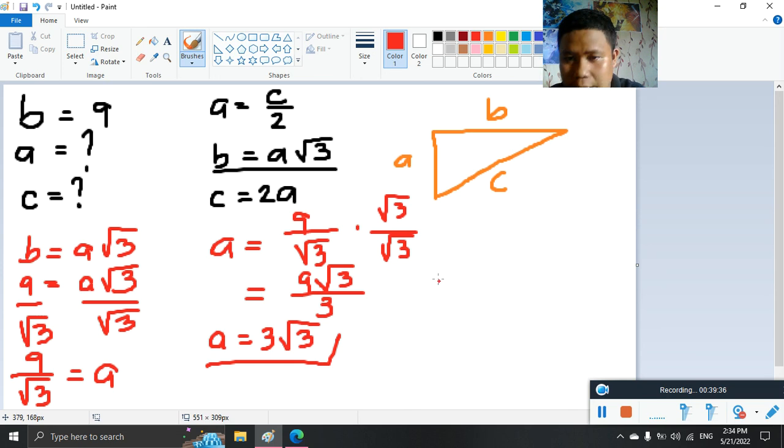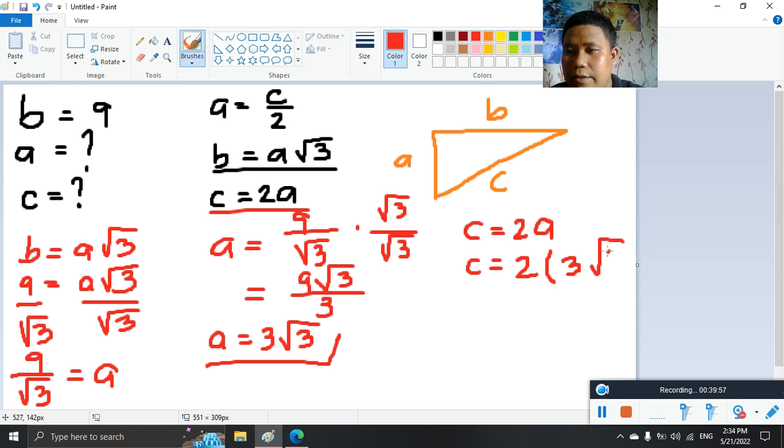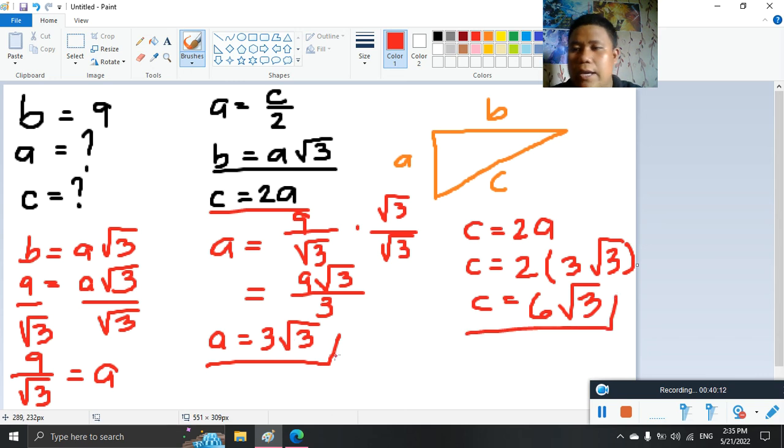So, how about C? We will use C equals 2A. Then C equals 2 times the value of A, which is 3 square root of 3. So multiply: 2 times 3, 6. So, therefore, C equals 6 square root of 3. So this is your answer: A equals 3 square root of 3, C equals 6 square root of 3.